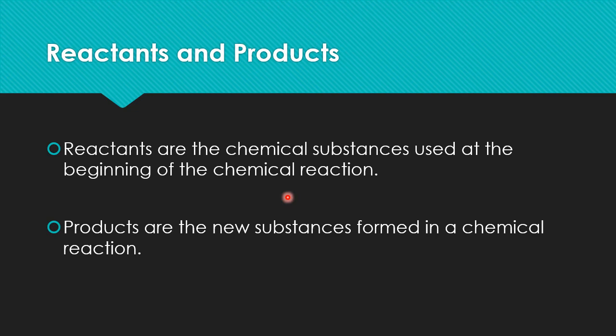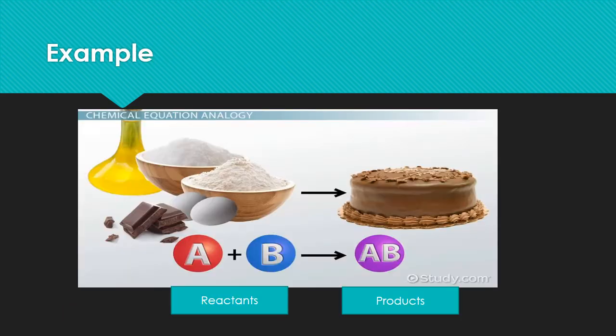The reactants are the chemical substances that undergo a chemical reaction, while the products are the new substances formed during a chemical reaction. Take this example. By mixing the following ingredients and baking them, you will get a chocolate cake. So, the ingredients used are called the reactants. The substances used to perform the chemical reaction are called the reactants, while the new substance formed is called the product.